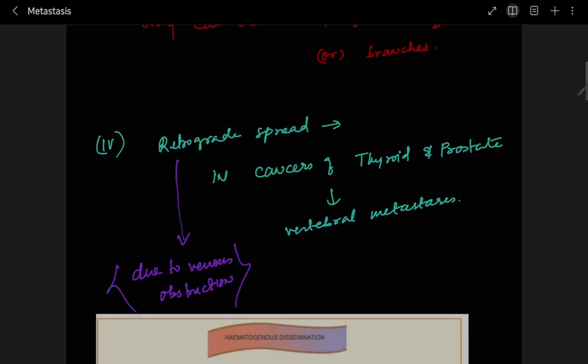Now comes the retrograde spread. Retrograde spread occurs due to venous obstruction, seen in cancers of the thyroid and prostate. There we see vertebral metastasis.